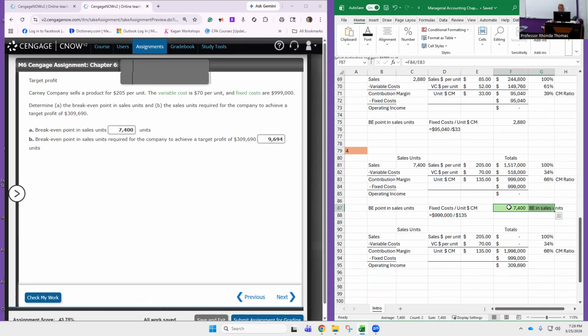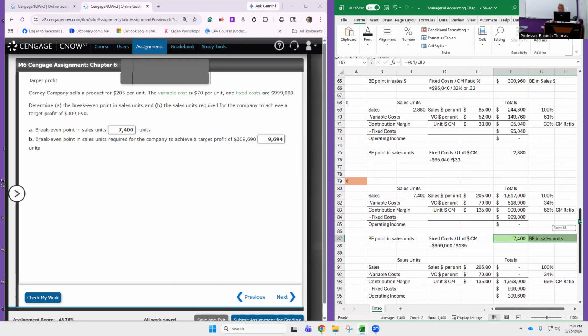Okay, and then we needed the break-even point in sales. Okay, break-even point in sales. Make sure to put that break-even, that was from before. Break-even point in sales units. Okay.